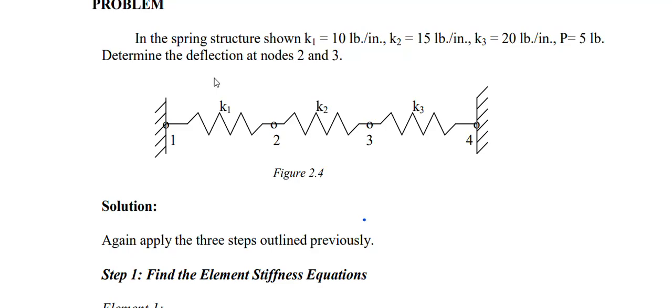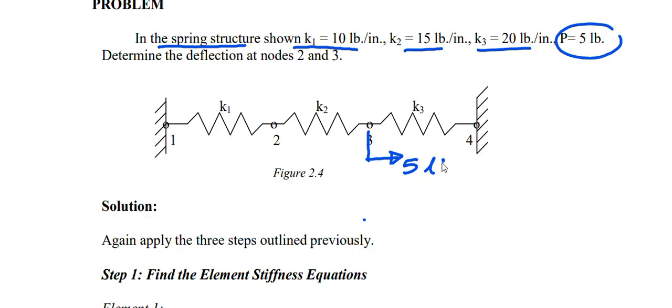In this video, I am going to solve the problem on the spring structure. Here, three springs are connected in series. The spring stiffness is given as K1 = 10, K2 = 15, and K3 = 20 pounds per inch. The load, that is 5 lb, is acting at node 3. In the diagram it is not mentioned, but when I checked, I found the load is acting at node 3 with a value of 5 pounds.